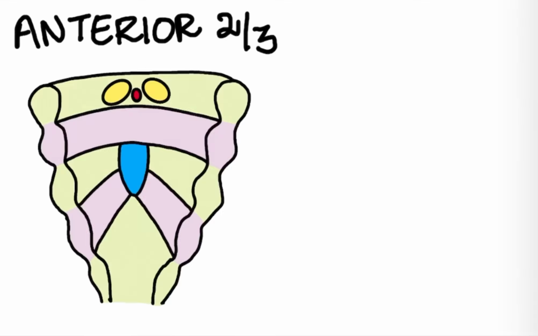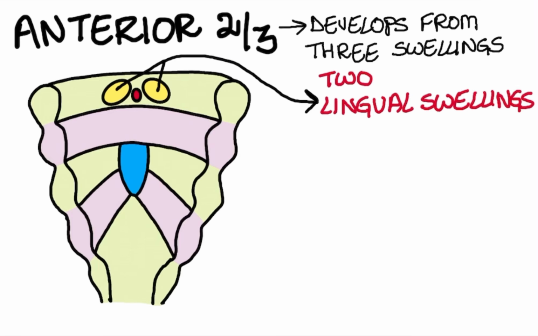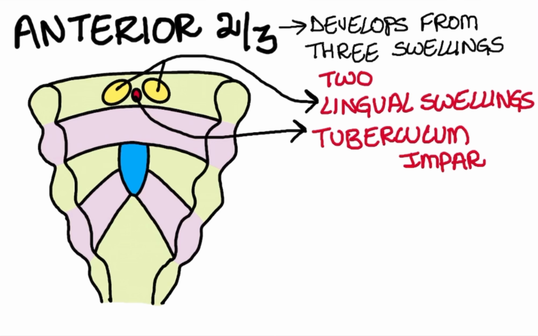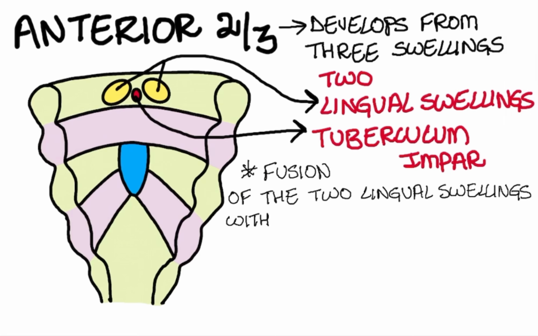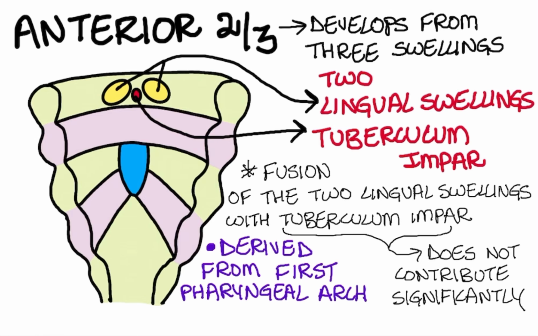Now, let us start with the anterior 2/3 of the tongue. It develops from three swellings, namely two lingual swellings and one tuberculum impar. We have already discussed the origin of these swellings. So, the anterior 2/3 of the tongue is formed by the fusion of the two lingual swellings and the tuberculum impar. However, tuberculum impar does not contribute significantly in the development of the tongue. Hence, we can say that the anterior 2/3 of the tongue is derived from the first pharyngeal arch.